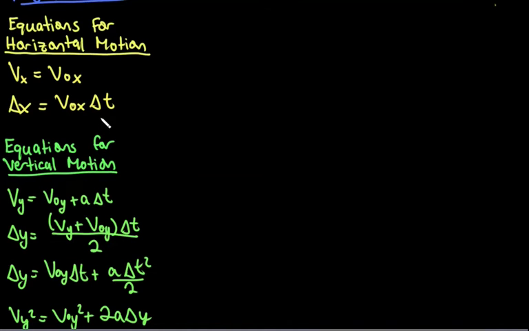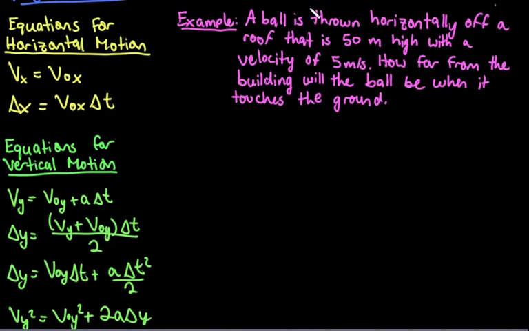Let's go ahead and take a look at an example. All right, so here we have a ball being thrown horizontally off a roof that is 50 meters high with a velocity of 5 meters per second. How far from the building will the ball be when it touches the ground? So I'm going to just draw a little picture right here. So this is our building, this is our ball, and we're throwing it horizontally. When you throw it horizontally, your trajectory is going to look something like this.